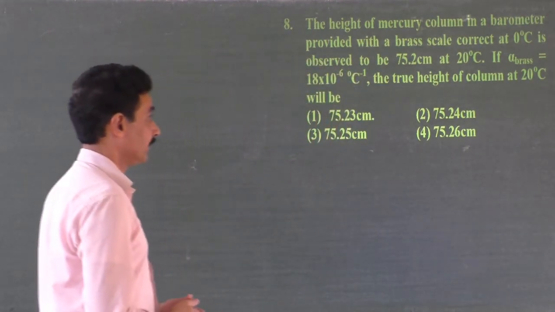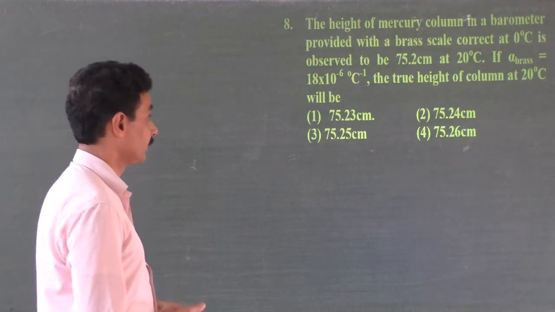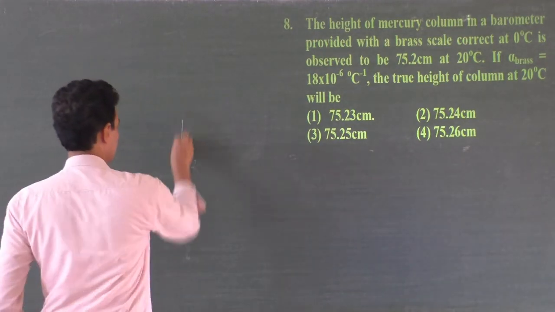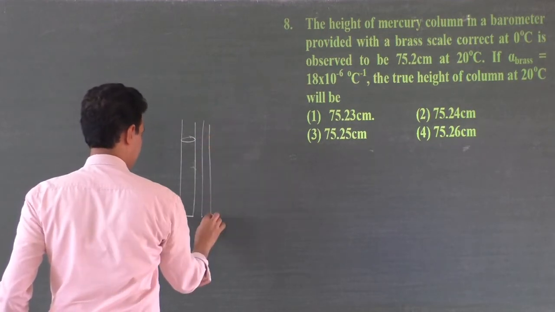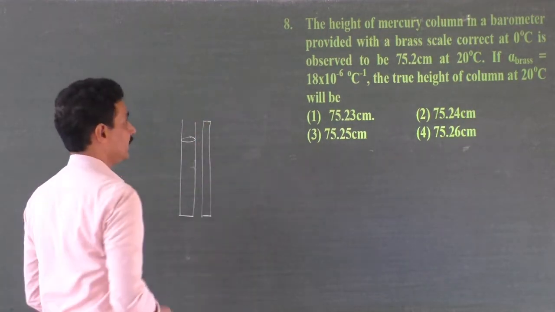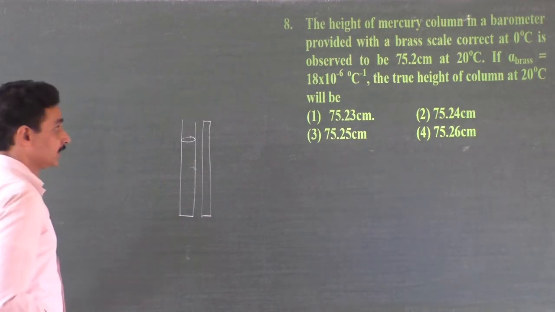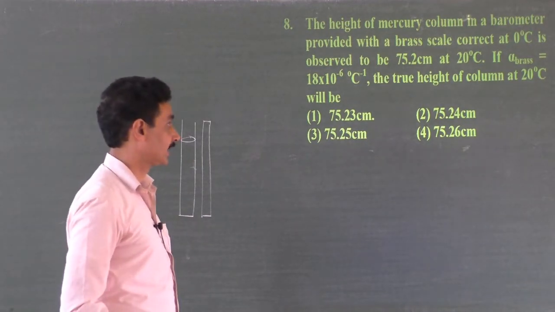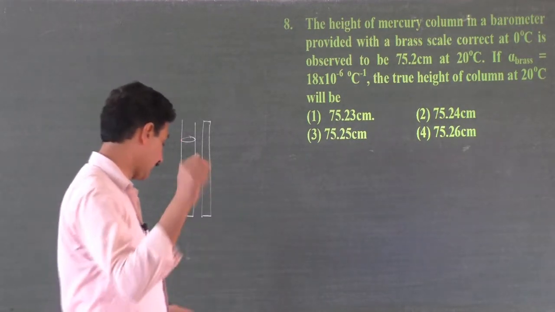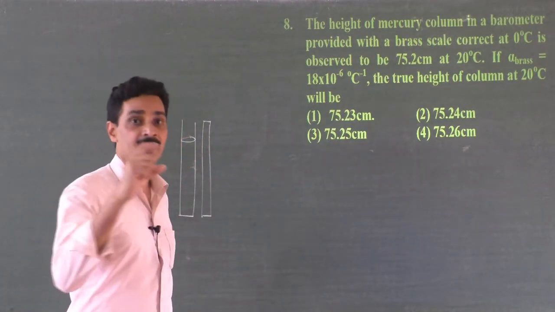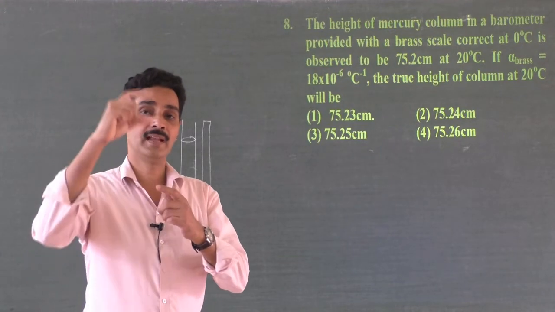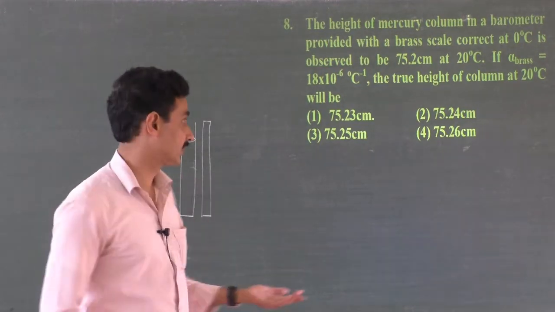Okay, this is the problem. The height of mercury column in a barometer provided with a brass scale. So there is a mercury column, and say the mercury level is here and there is a brass scale here. The brass scale is correct at 0 degrees Celsius. That means the brass scale is designed at 0 degrees Celsius; all the readings on the brass scale measure the correct reading at 0 degrees centigrade.